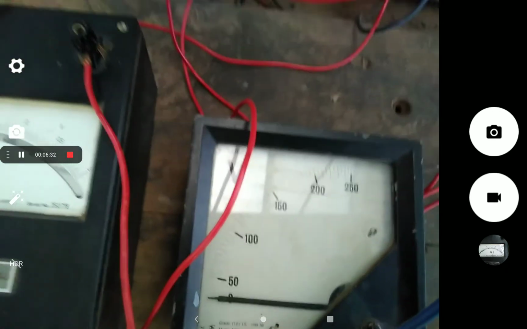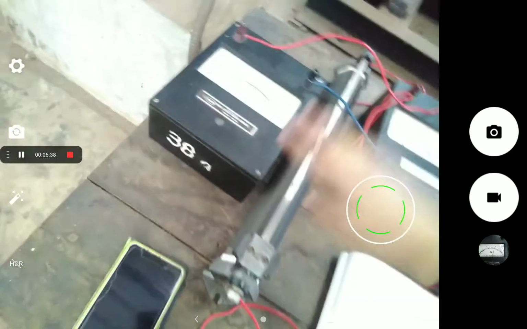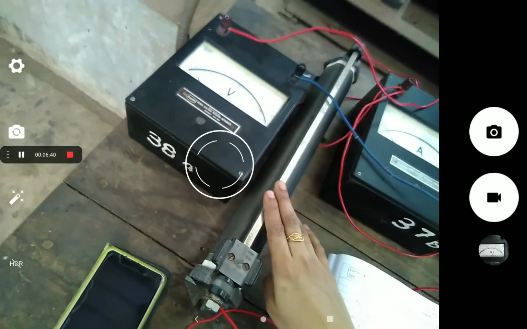Okay, so we are using this voltmeter 0 to 250 because our rated voltage is 220 volt and we need a rheostat to give an external resistance.